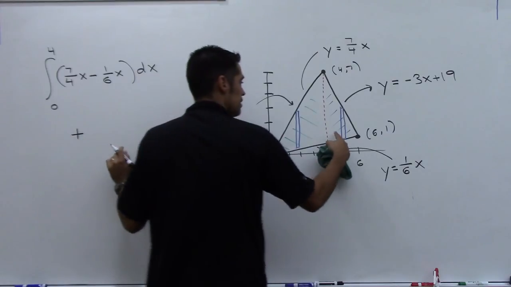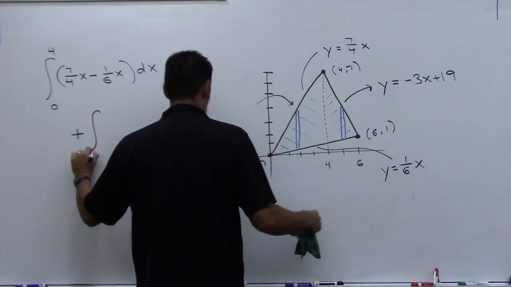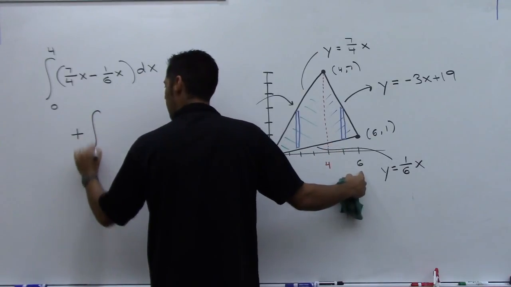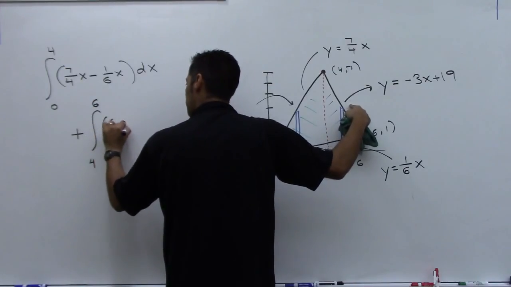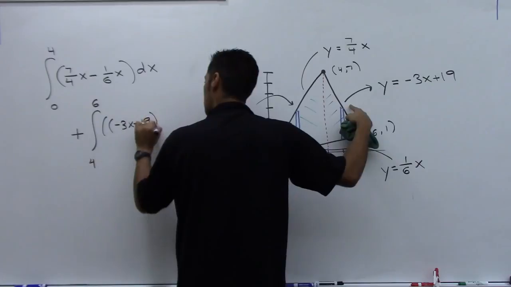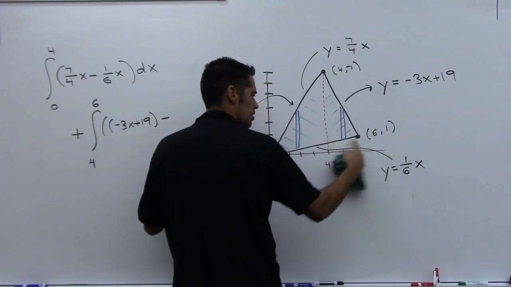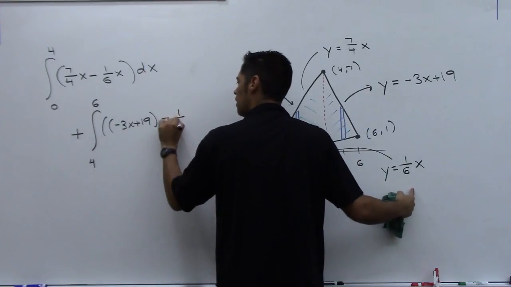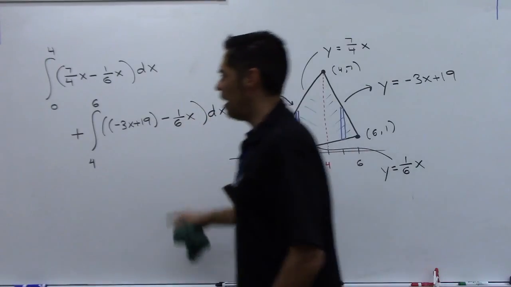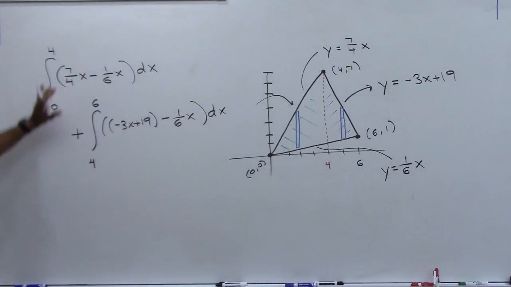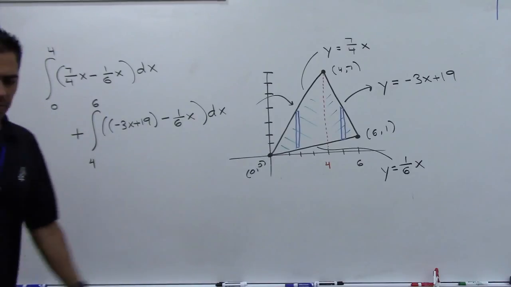Plus the area of this blue region, which is the integral from 4 to 6 of the top function, which is negative 3x plus 19, minus the bottom function, which is this line, 1/6 x, dx. And then you could do all the work on that and find the numerical answer. But that would be the setup and how they want you to attack that problem.